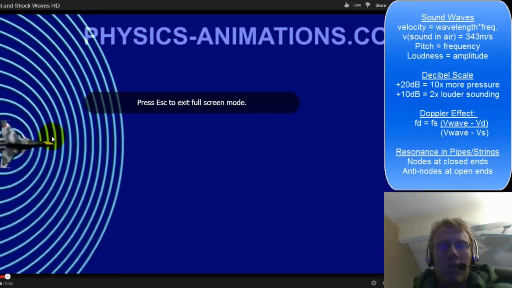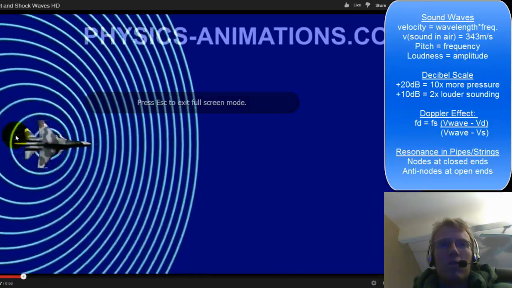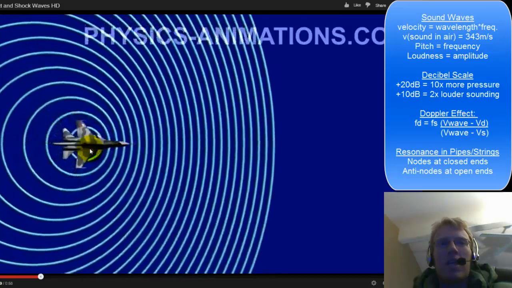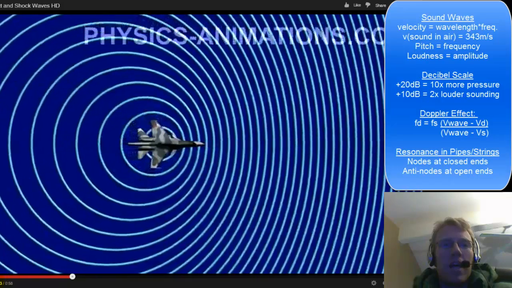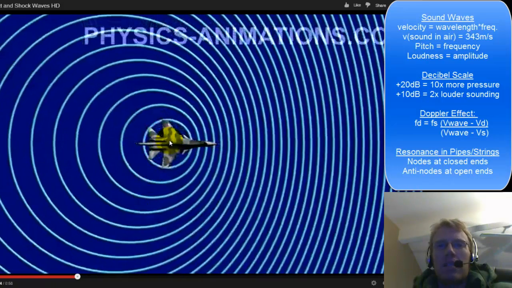This is an example of an airplane flying. These blue circles represent the sound waves, and it's emitting a sound wave. Say it's got a buzzer going off or something like that. And let me pause it here. As the plane is moving forward, the sound waves each expand in a concentric circle from the point at which they were released. So if you look, for example, at this sound wave over here, the center of this one is actually over here somewhere.